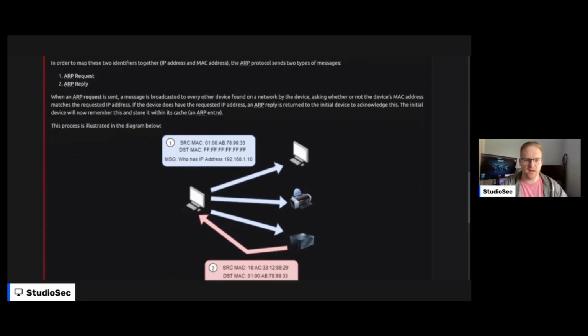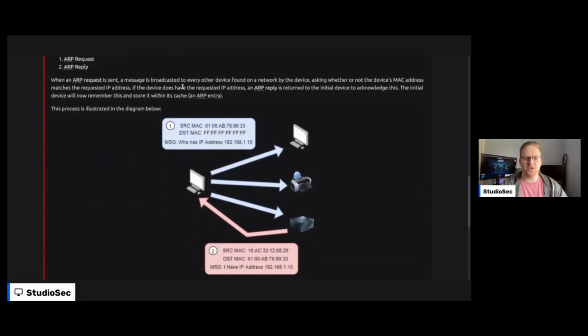How does ARP work? Well, you get a request and you get a reply. So pretty simple, right? When the ARP request is sent, a message is broadcast to every other device found on a network by the device, asking whether or not the device's MAC address matches the requested IP address. Basically like, hey, does this match? And then you'll get a response saying, yeah, I actually have it as this. If the device does not have the requested IP address, an ARP reply is returned to the initial device to acknowledge this. The initial device will now remember this and store it within its cache in ARP.